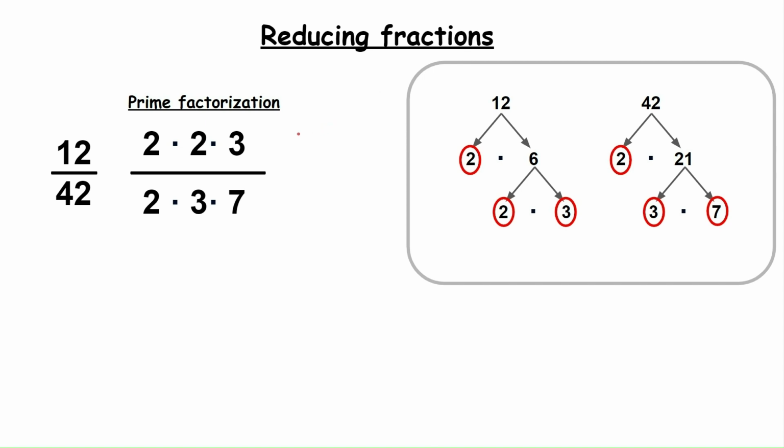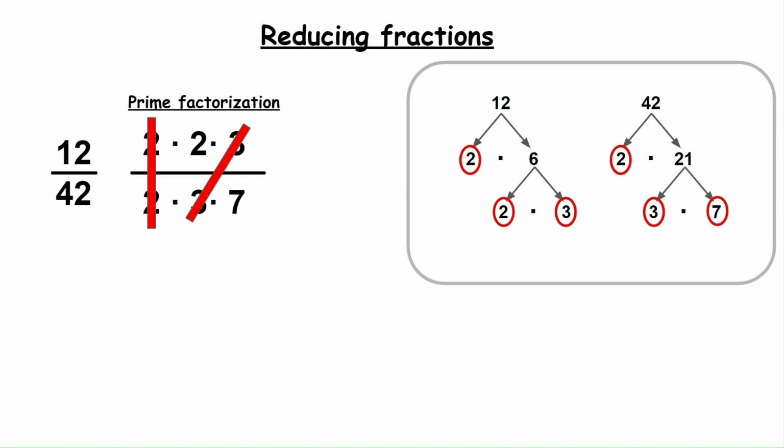So now that we have the prime factorization of both numerator and denominator, we're going to eliminate any factor that matches on the top and bottom. So on the top and on the bottom, we have two factors that match, and that's the number 2. So let's eliminate those two numbers. Next, on the top and bottom, we also have two more factors that match, and that is 3 and 3.